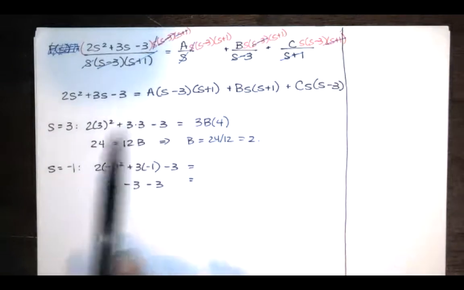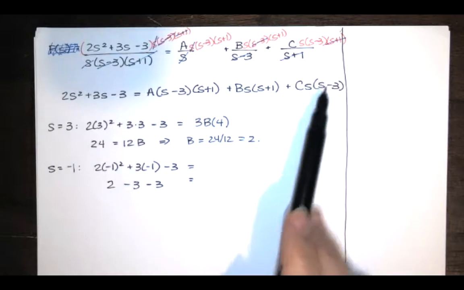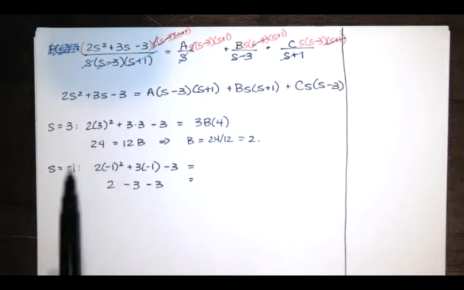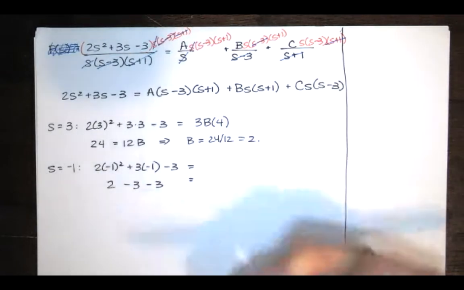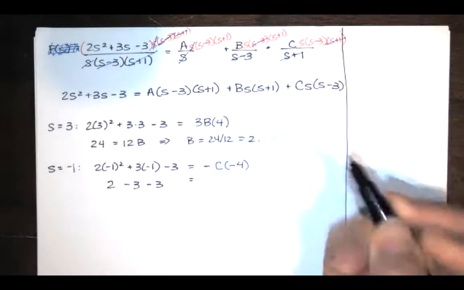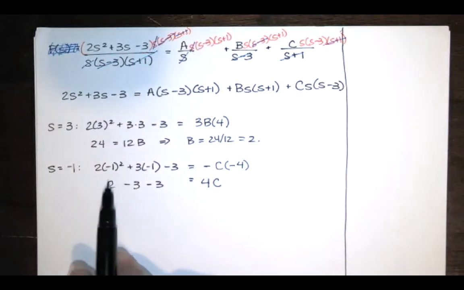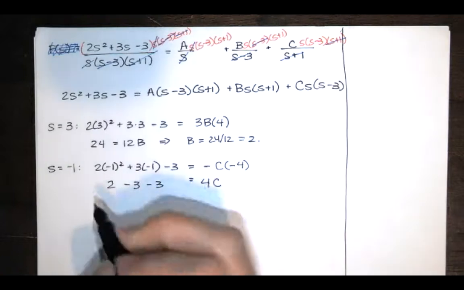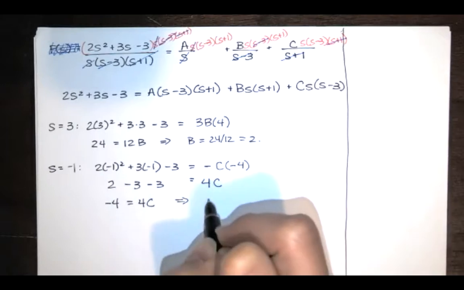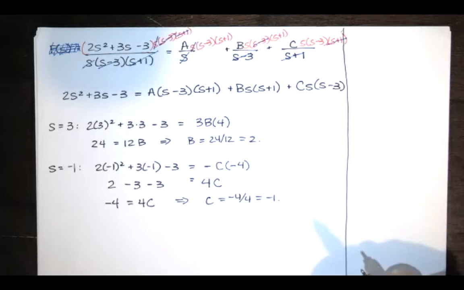And on the right-hand side, when s is equal to -1, s plus 1 is 0. So this is 0 and this is 0. The only part that's not 0 is this part. So let's just evaluate this expression at s equals -1. So you have -1 times c times -1 minus 3, which is -4. -1 times -4 is +4c. This is 2 minus 6. 2 minus 6 is -4. So c is -4 divided by 4, which is -1.